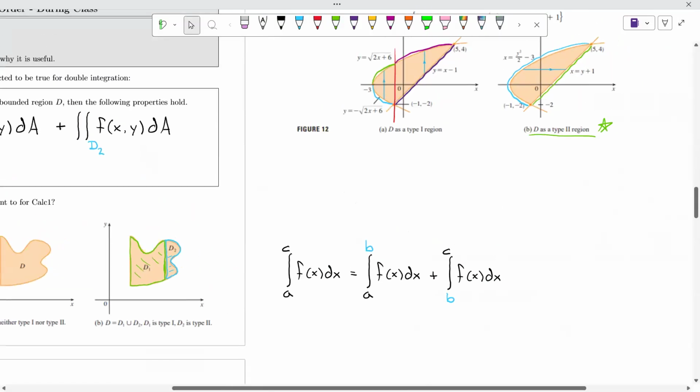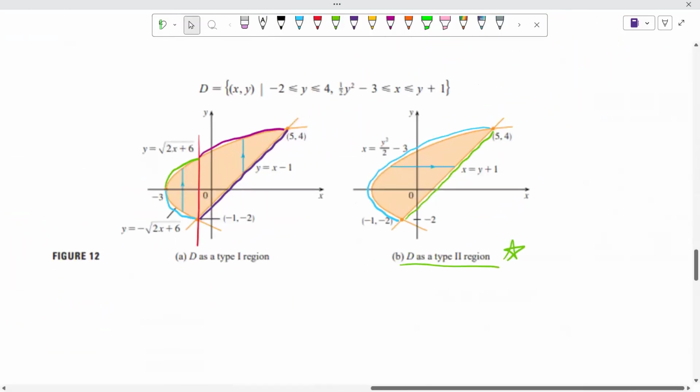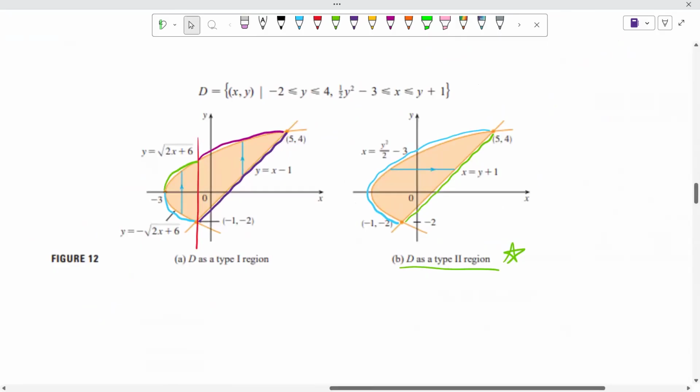But okay, other reasons why we might care about that stuff. One last figure, then I swear I'll actually get to some work over here. If I have this funny looking region here, which actually isn't too complex, it's bounded by some parabola that opens to the right. Looks like it's x equals 1/2 y squared minus 3, and a line, x equals y plus 1.